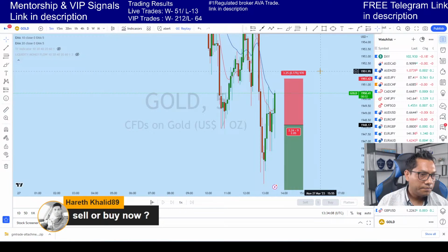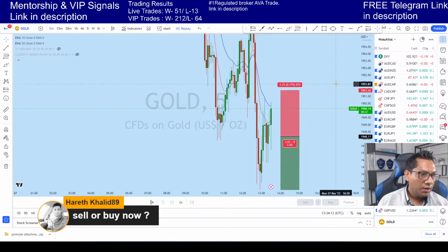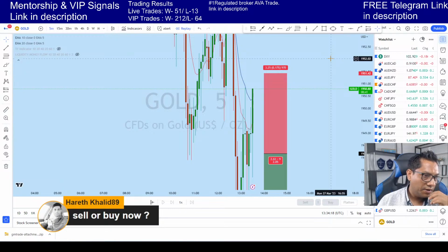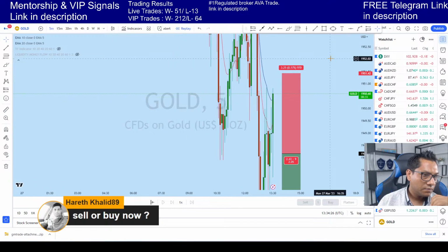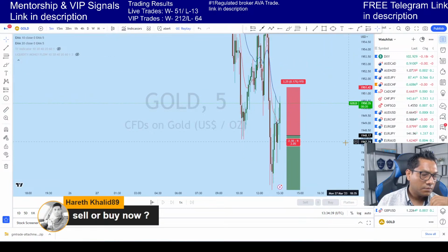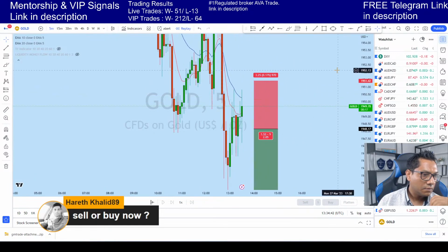Okay, so there is still this resistance remaining. I want this candle to close below this level. This looks like it's going to break it. Okay, closed as a doji.